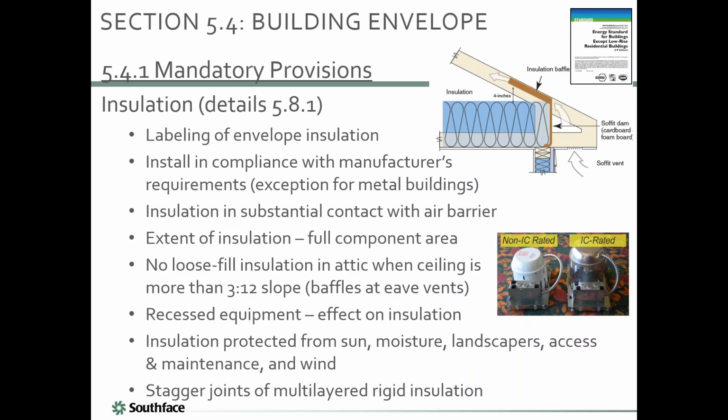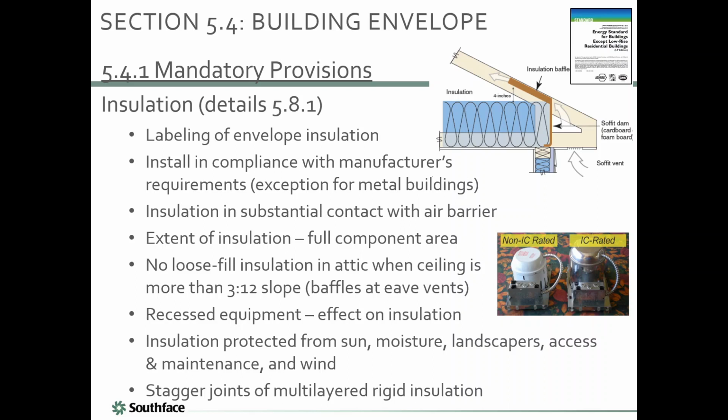Insulation has to completely fill and cover the area. They limit you on a scissor truss application. You can't use loose fill if the slope is more than about 3 in 12. They want you to use a batt or something else. Can lights basically need to be airtight and IC rated, or you compromise your air barrier and your insulation coverage.